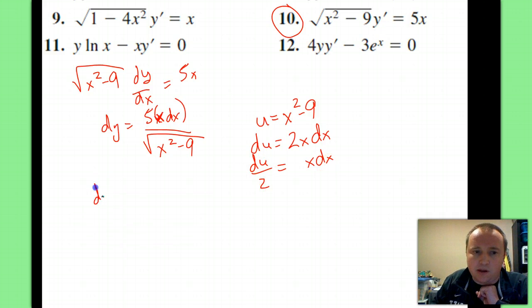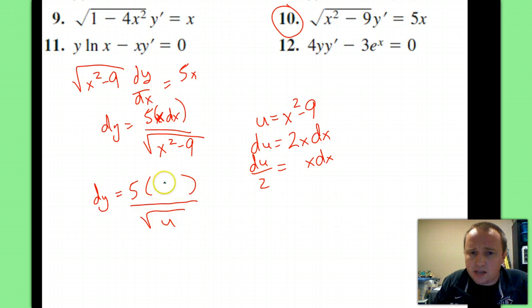So I'm going to rewrite what I got. dy equals 5 x dx over the square root of u, and x dx equals du over 2. I'm now going to rewrite this. So I've got 5 halves, I have my du, and I have my u to the negative 1/2.